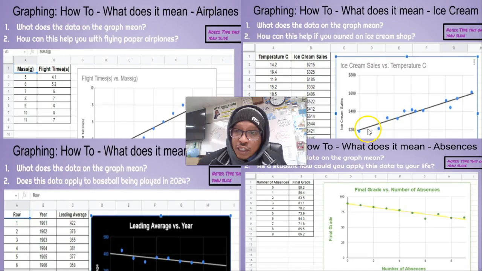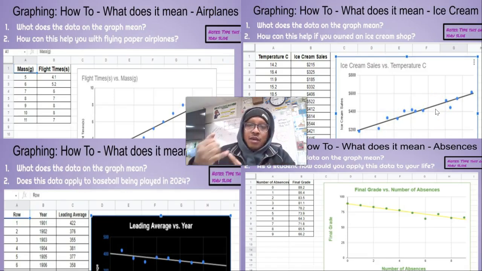Well, the trend seems to be that as the temperature goes up, then ice cream sales go up. And so you may say, maybe I need more employees if the temperature's higher. Maybe I need to order more ice cream because the temperature's higher. You could also delve deeper into that by saying, maybe I'm going to look at the flavors and see what flavors are selling. And then that way I know exactly what to order. So things like that.